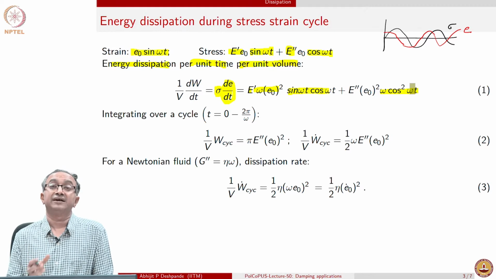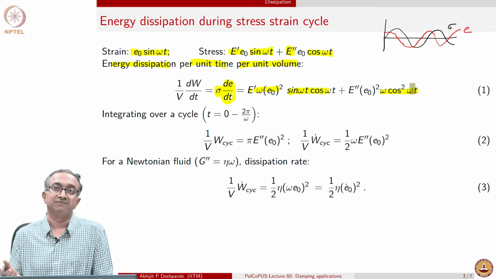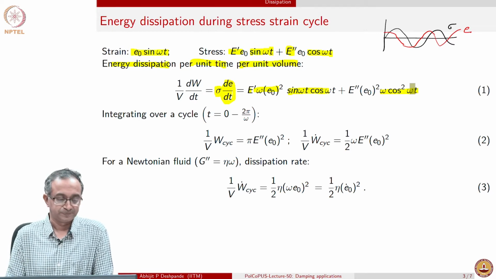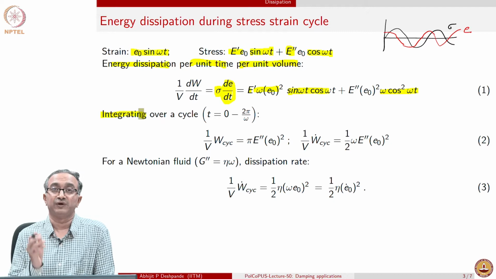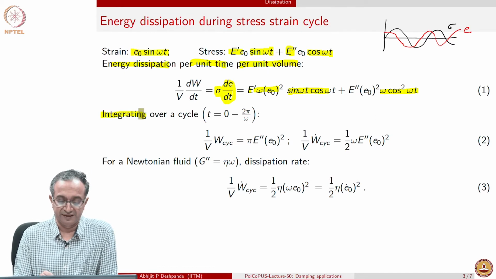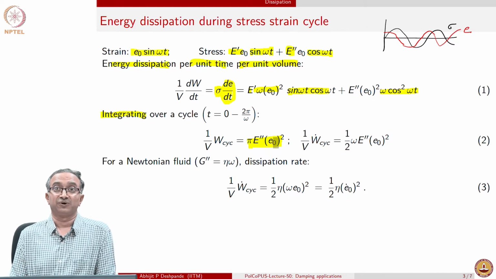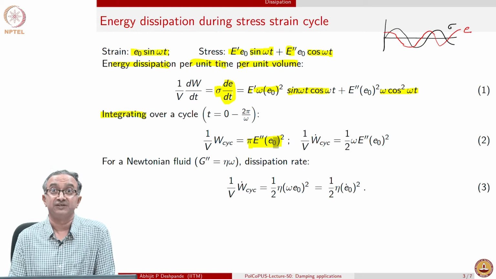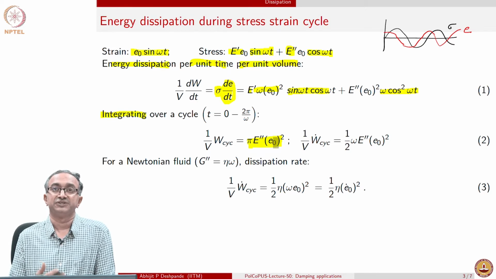We could do this in terms of per cycle what happens, because this is as a function of time. Because the material is being subjected to several cycles, we will look at what happens during one cycle, and that can be done by just integrating this from 0 to 2 pi by omega, because one cycle is 2 pi by omega, where omega is the frequency. And if you do that, again with some algebra, you will be able to see that E prime in fact does not contribute to energy dissipation, and that should not be surprising to you at all, because E prime signifies elastic storage, and it is E double prime which signifies viscous or loss properties of the material, and therefore that contributes directly to the dissipation in the material.